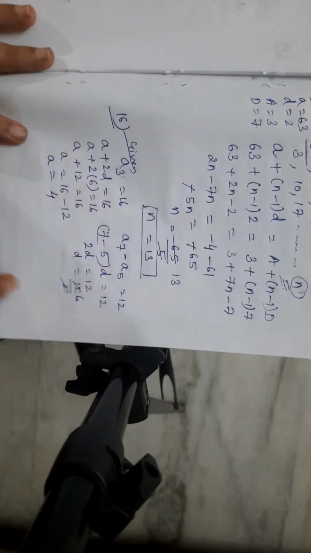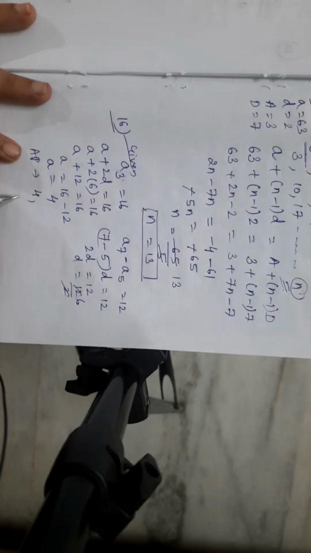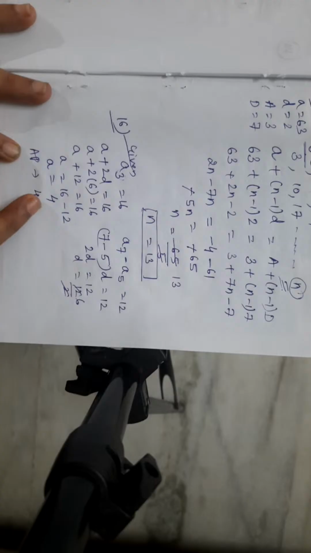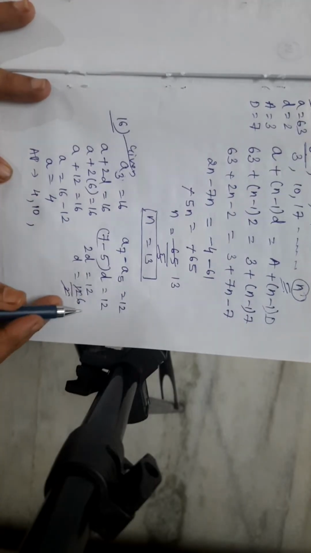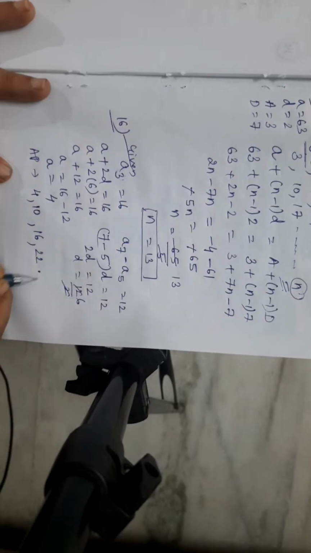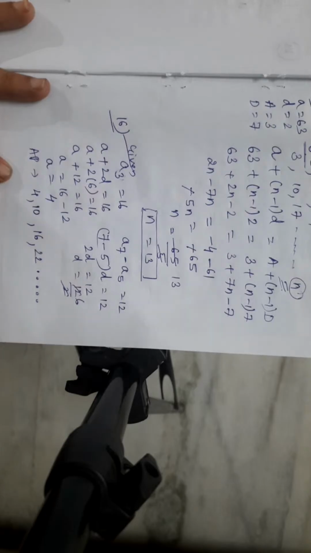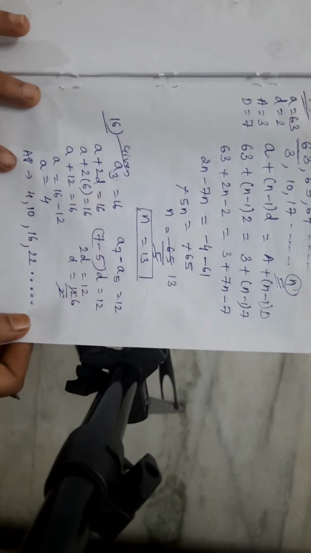Now we need to write the AP. How can the AP be written? First we need to write the first term, then go on adding D to that. So here if I add 6 to 4, it will be 10. Again add the common difference. So it's 10 plus 6, 16. Again add the common difference. So it's 22. After writing 4 terms, you can make a continuation. So put dots and leave. So this is the AP which we needed to find out. Now thus we completed question number 16.